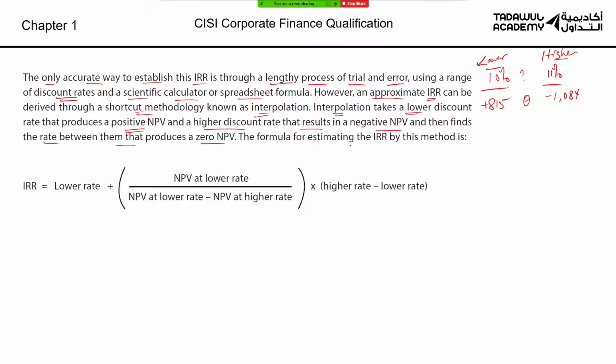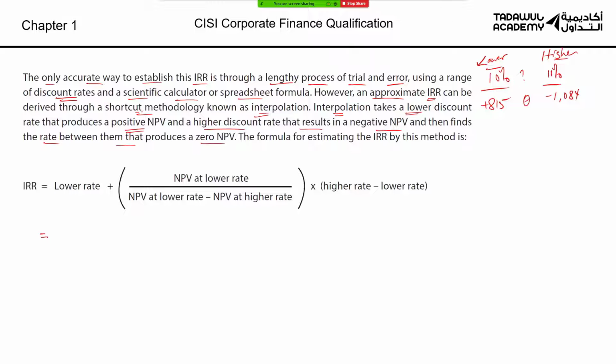The formula for estimating the internal rate of return through interpolation is this: the lower rate plus the NPV at the lower rate over the NPV at the lower rate minus the NPV at the higher rate, times the higher rate minus the lower rate. So let's look at this quickly.